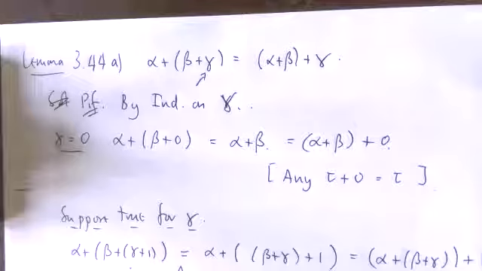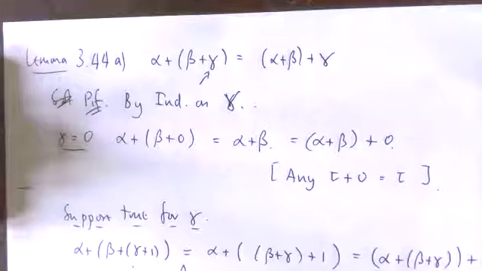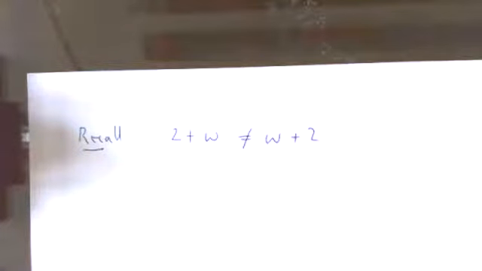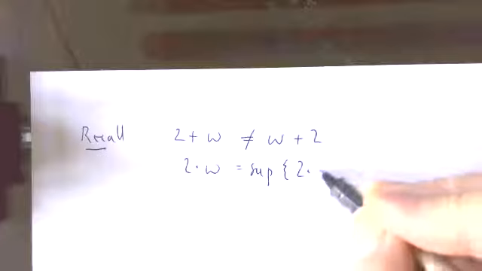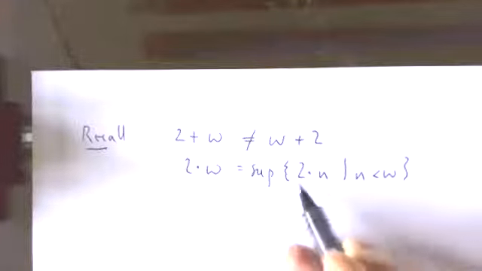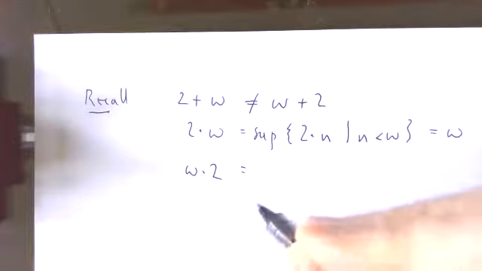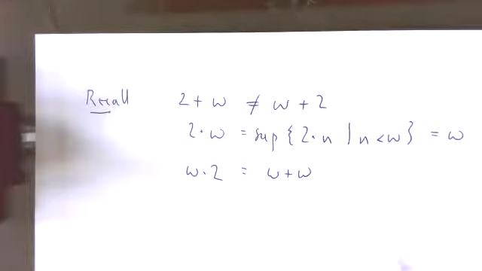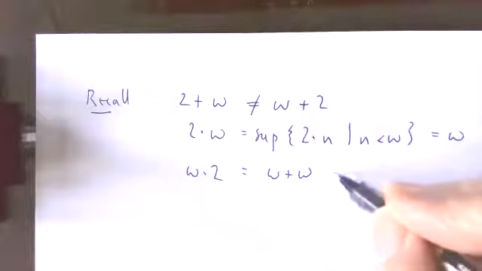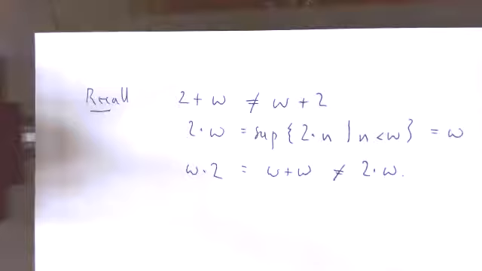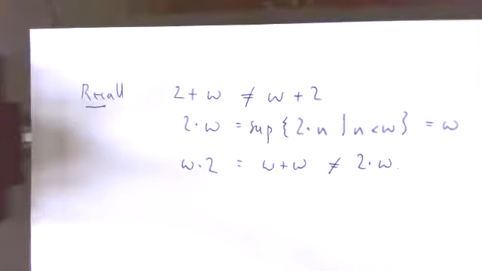Okay, so ordinal arithmetic takes a little bit of getting used to. We've seen various things. We don't have commutativity here. Likewise, 2 times omega. What is this? This is the supremum of the 2 times n's for n less than omega. So this is just the supremum of the finites. This is omega. And again, omega times 2. This is 2 copies of omega. So this clearly does not equal this, right? So we don't have commutativity here.